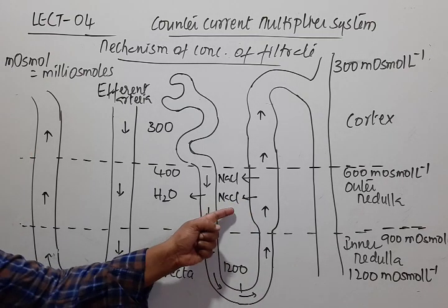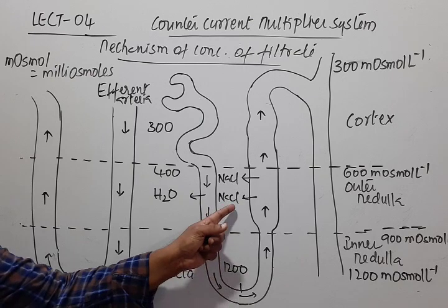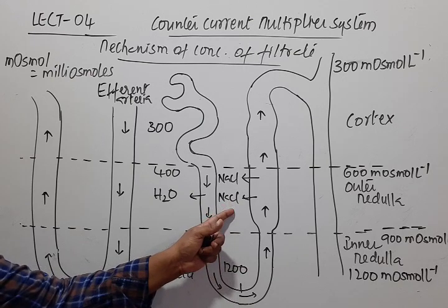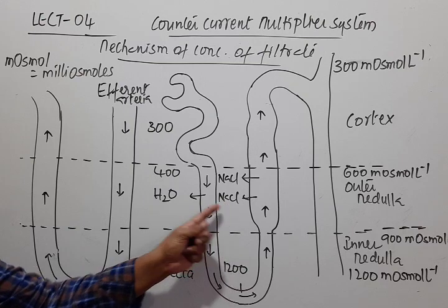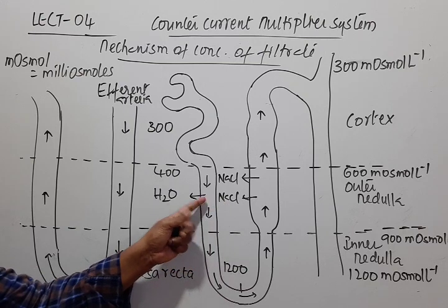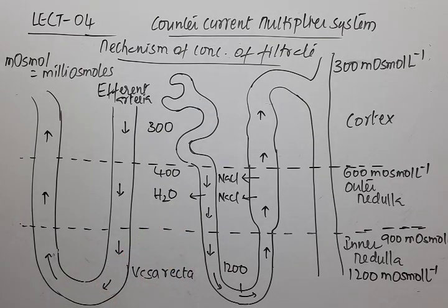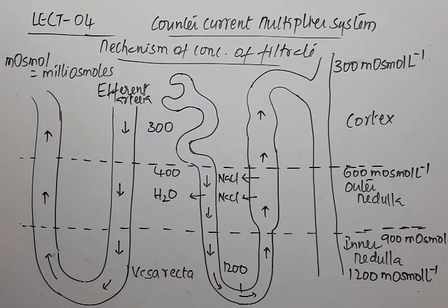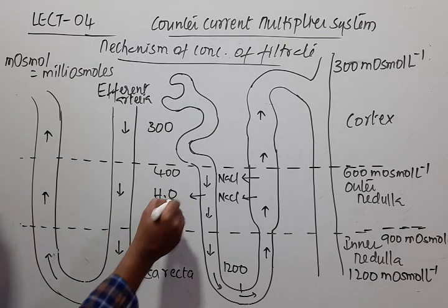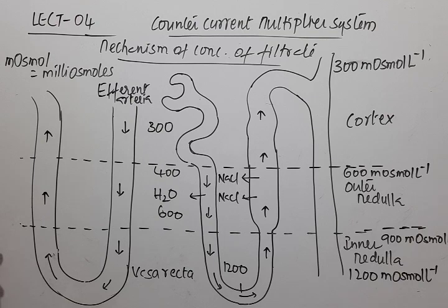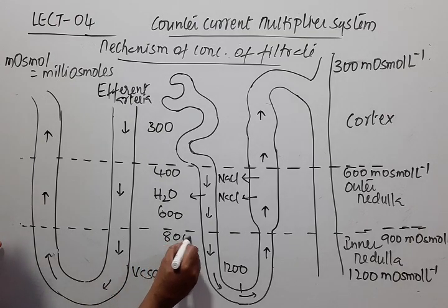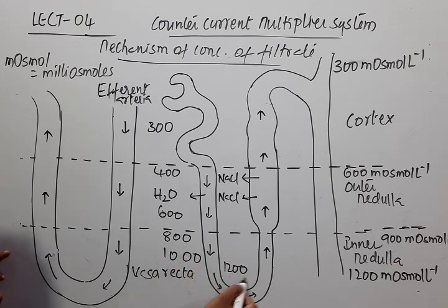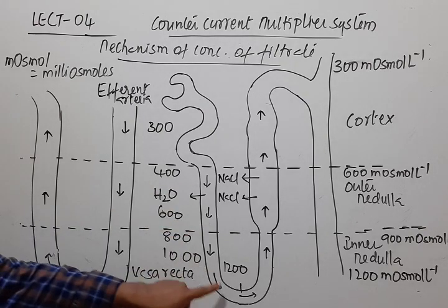So if this NaCl comes out of the ascending limb, it increases the osmolarity in the interstitial fluid, okay? And for that, from the descending limb, the water will come out. And with this mechanism, as the filtrate moves down, it will be from 300 to 400, then a little bit deeper it will become 600 milliosmoles per liter, then 800, then 1000, and then finally it becomes 1200 milliosmoles per liter in the filtrate.